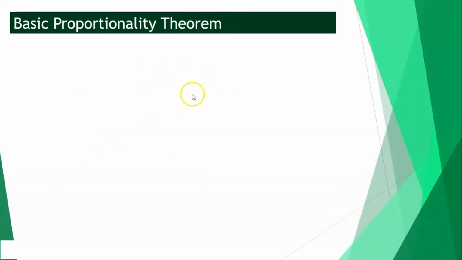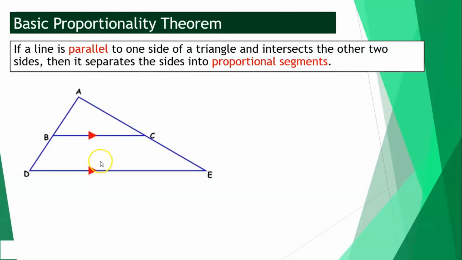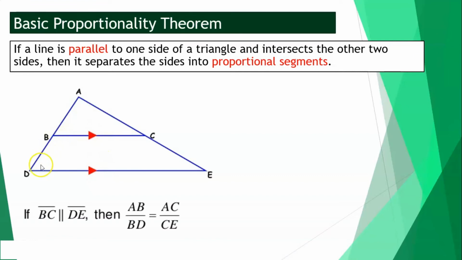The third triangle proportionality would be the basic proportionality theorem. It states that if a line is parallel to one side of a triangle and intersects the other two sides, then it separates the sides into proportional segments. So for example, we have here triangle ADE. In here, BC is parallel to DE. So therefore, we can say that AB over BD is equal to AC over CE.